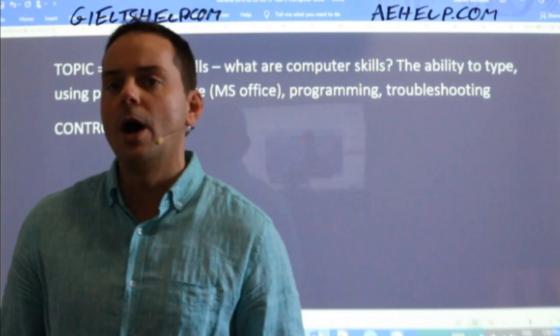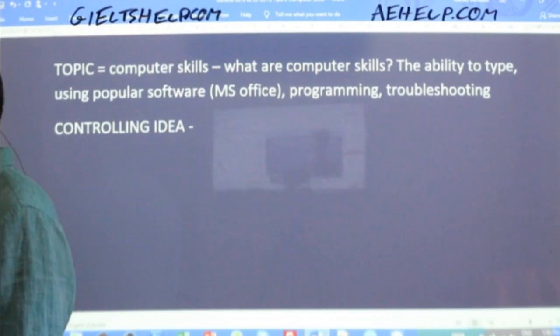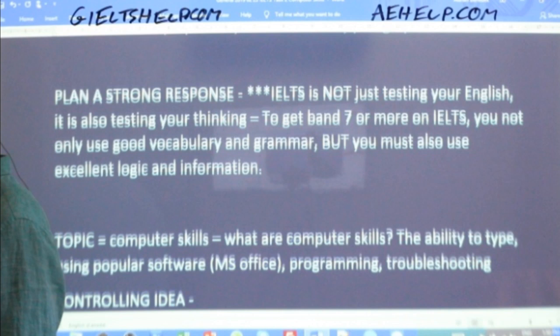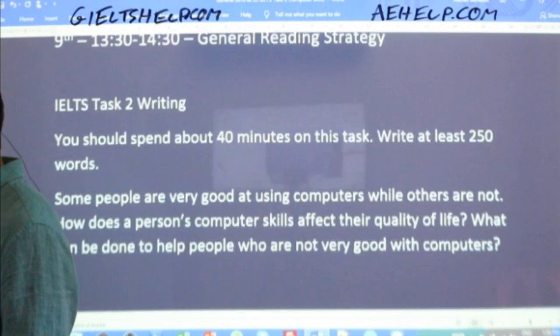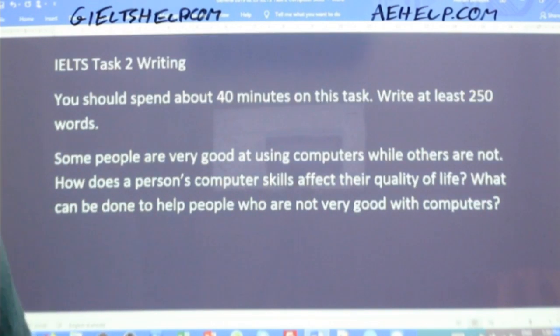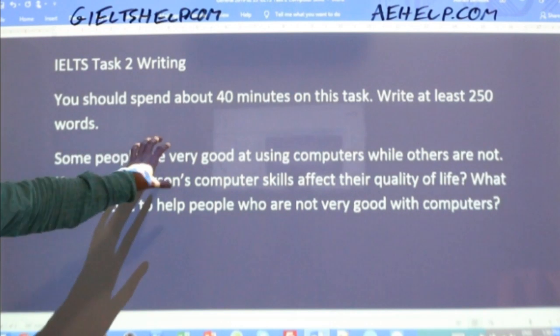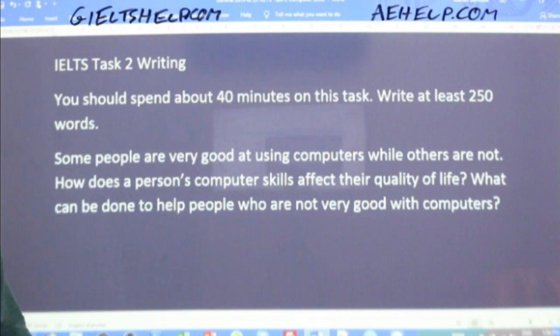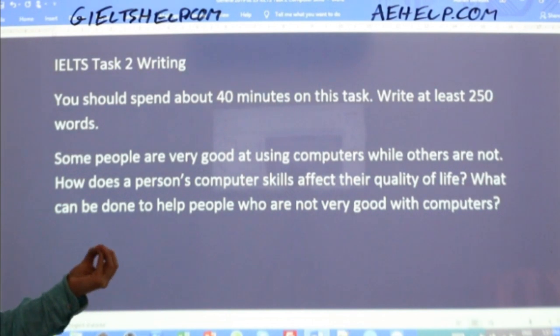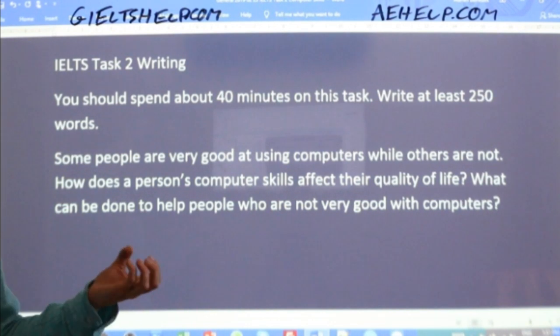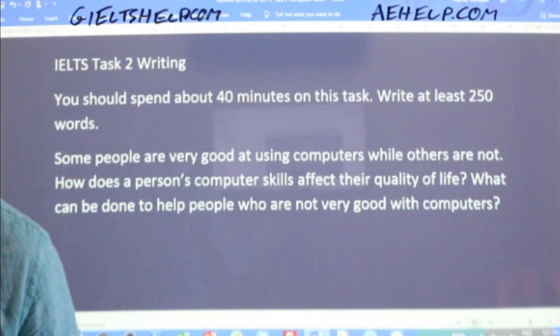So what is the controlling idea? I'll show you the question here. Looking at the original Task 2 question, what is the controlling idea? What are we trying to discover in connection to the topic of computer skills?